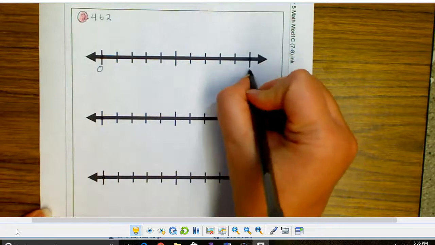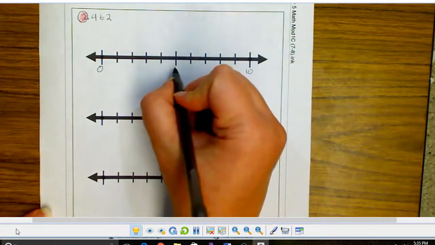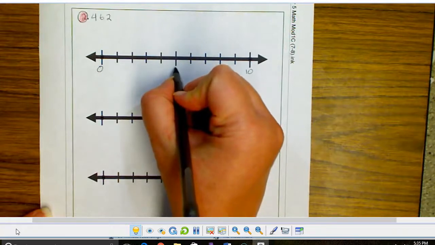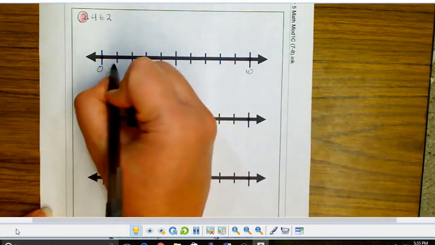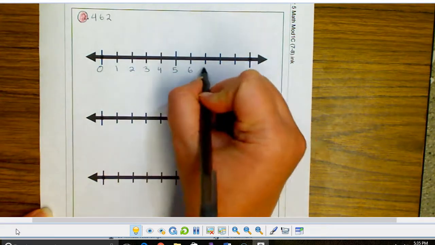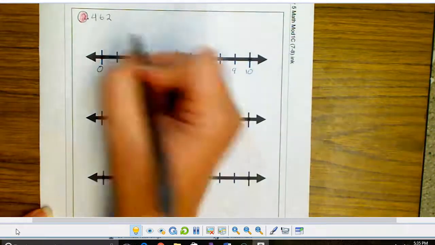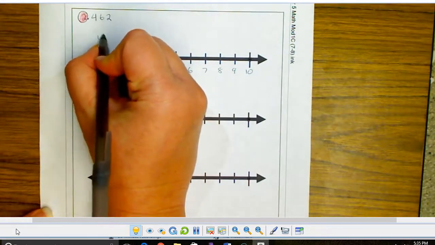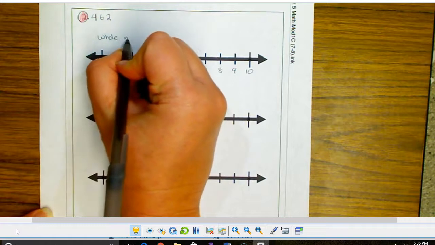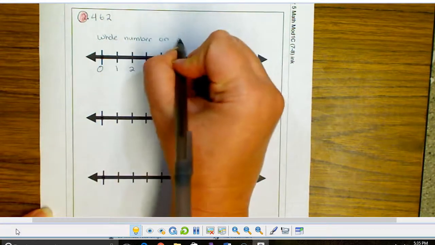So I'm going to start here with a 0 and a 10 as my end points. Halfway between 0 and 10 would be 5. Right? So we have 1, 2, 3, 4, 5, 6, 7, 8, 9, and 10. Okay, and so what am I doing right now? I am trying to place my whole number, just the 2, on a number line.